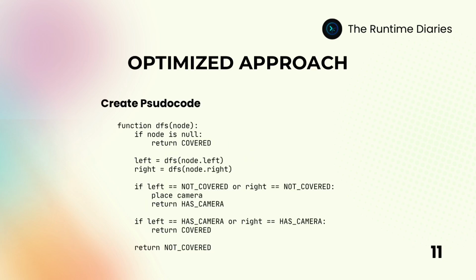Here's the structure in pseudocode. We define a DFS function that takes a node. If the node is null, return covered. This is our base case. Recursively call DFS on the left child and right child. If either child is not_covered, place a camera at this node and return has_camera. If either child has_camera, return covered. Otherwise, return not_covered. This is a simple, recursive, and elegant approach.